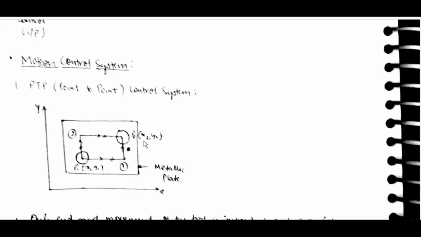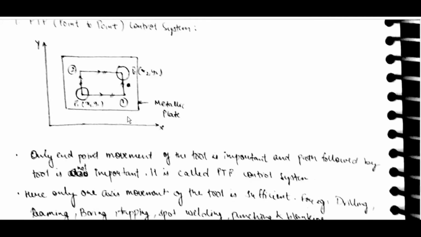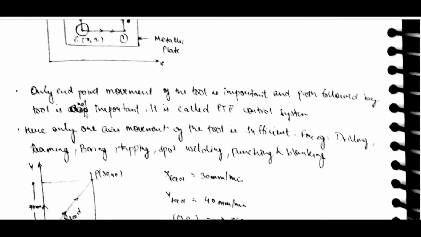PTP, point to point control system. XY, point to point on a metallic plate, from this point to this point. Only the end point movement of the tool is important and the path followed by the tool is not important. It is called a PTP control system. Here only one axis movement of the tool is sufficient. For example, drilling, reaming, boring, tapping, spot welding, punching and blanking.